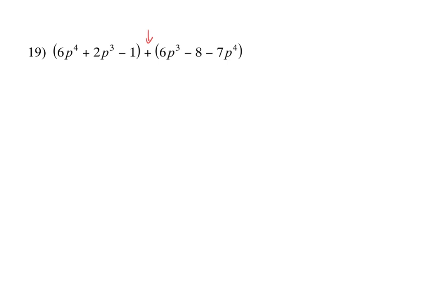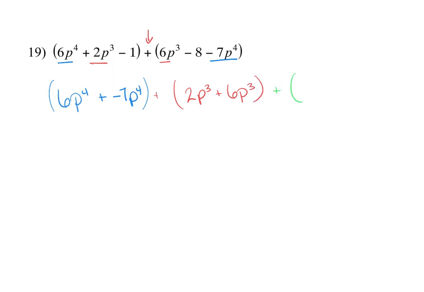So you may just want to say, okay, this is addition, so I'm going to take whatever they give me and I'm going to add them. And so I would do these exactly the same way. I would say the fourth is my highest, so I'll start with that, 6p to the fourth. I am adding to that a negative 7p to the fourth. All right, and then I'm going to do my next group, the thirds. I have 2p cubed plus my 6p cubed. And then I am adding to that my constants because I don't have any squareds or first powers. So negative 1 plus negative 8.